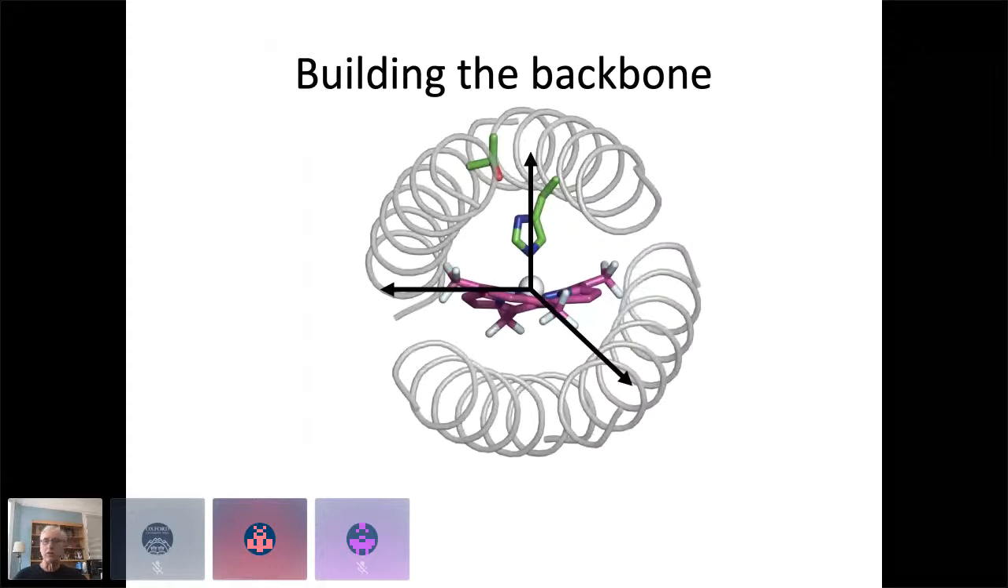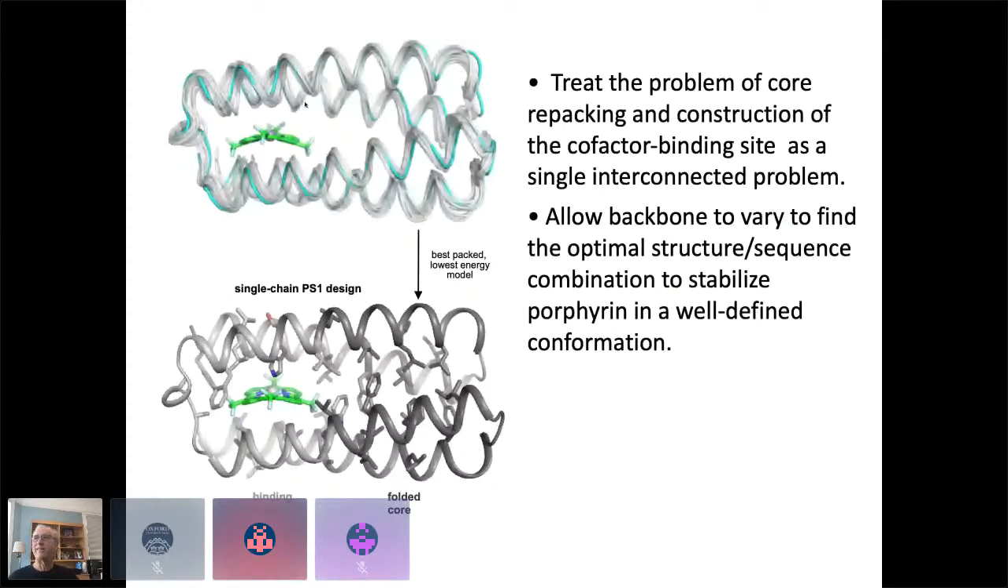Now, a lot of that was done before the most recent work. And what's different now, as I said, is we simply treat the problem of core repacking and construction of the cofactor binding site in one unified calculation, which is done now in Rosetta with flexible backbone design.